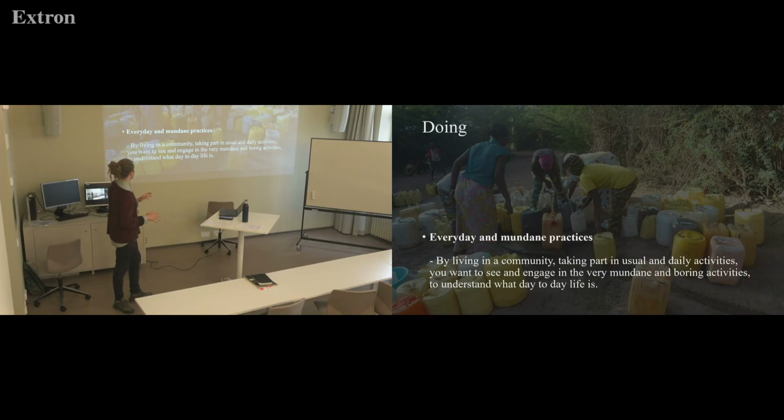So participant observation is about doing things and observing and interacting with people, objects, whatever, in the everyday, the mundane, doing things with people. By living in a community, for example, you could do this, taking part in usual and daily activities. You want to see and engage in the very mundane, very boring, day-to-day activities that people do, to understand what daily life is. This is revealing and seeing into people's lives, where they work, what they eat, what they do for recreation, and understanding eventually their economic, social, and cultural context in which they're anchored.